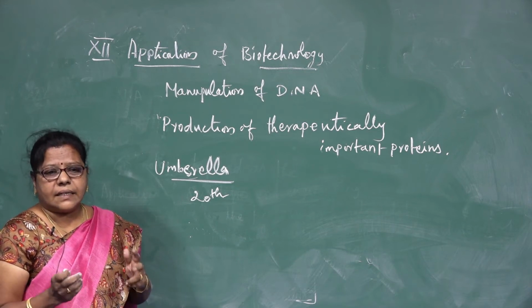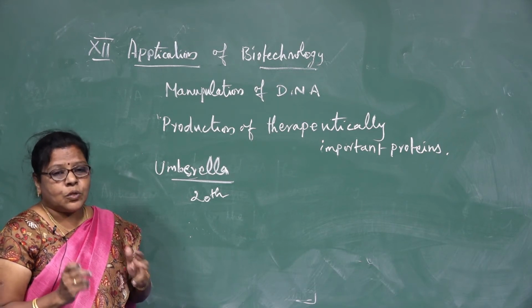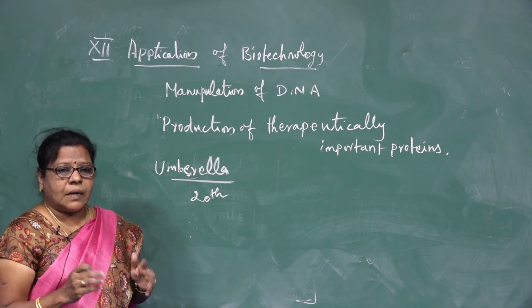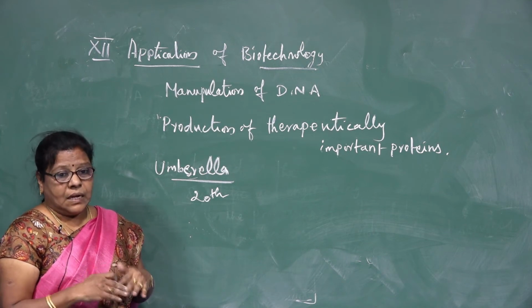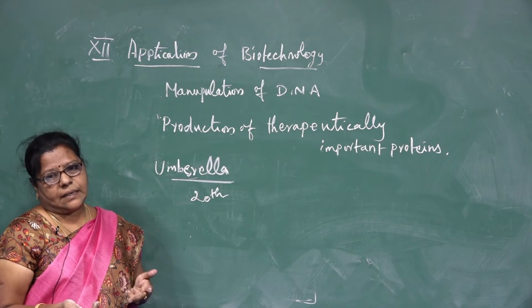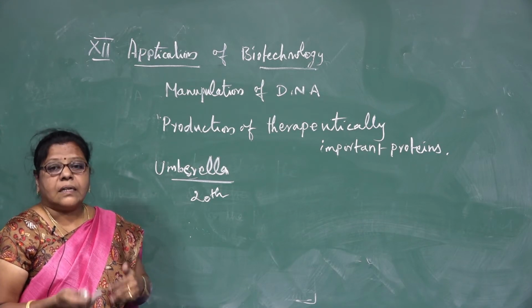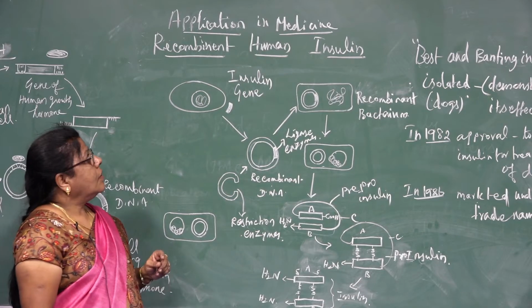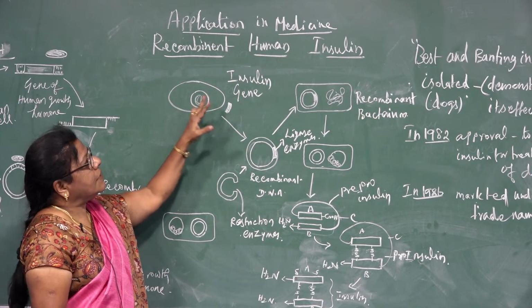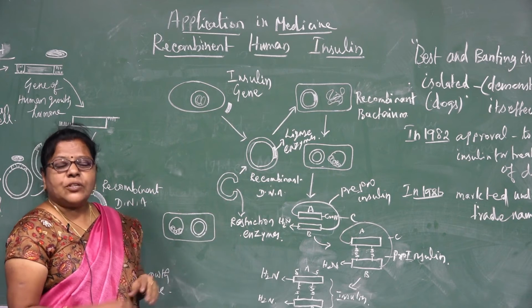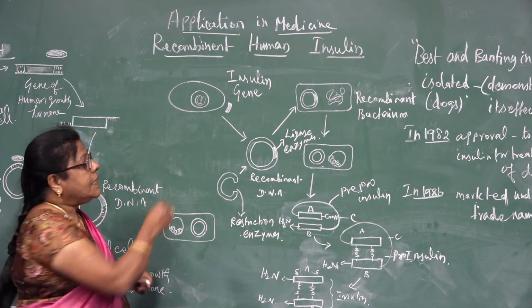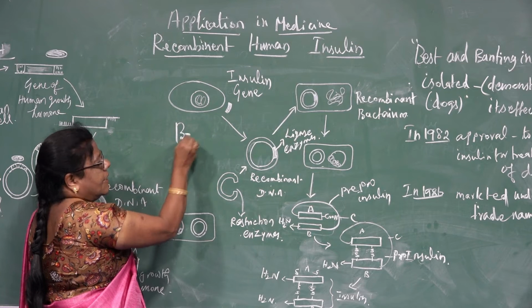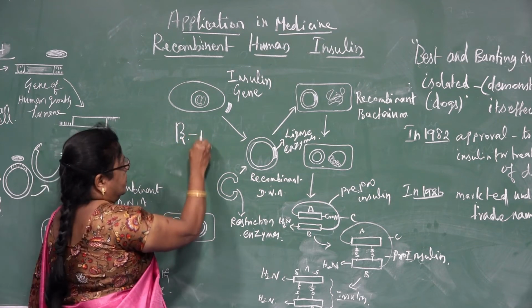Recombinant DNA technology was used to prepare a number of hormones in the earliest times. Nowadays, we are using recombinant DNA technology for producing different types of hormones and therapeutically useful proteins. Now we are going to discuss recombinant human insulin. Human insulin is synthesized by beta cells of the islets of Langerhans of the pancreas.